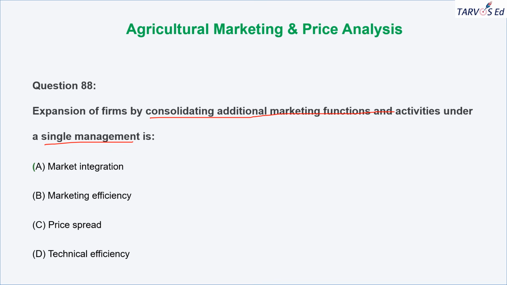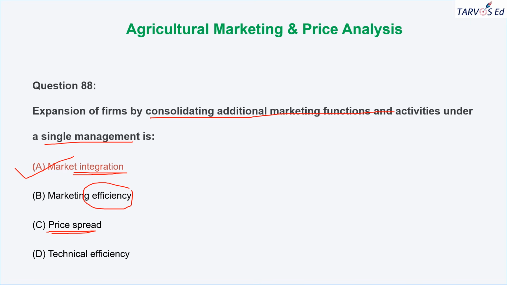Okay, the correct option is market integration. So what is the market integration means? We are integrating various functions in the marketing. That is what we call it as market integration. So market efficiency is nothing but the ratio of market output to the market input. We call it as market efficiency.